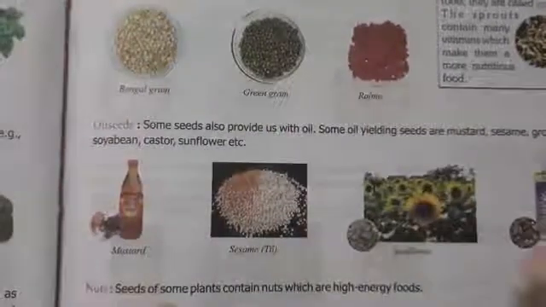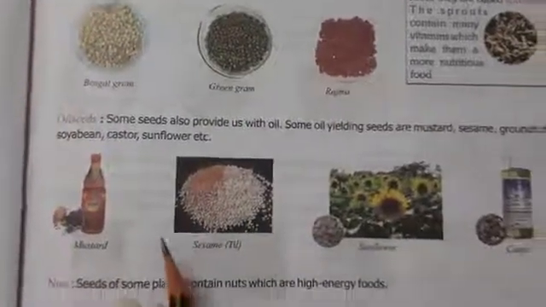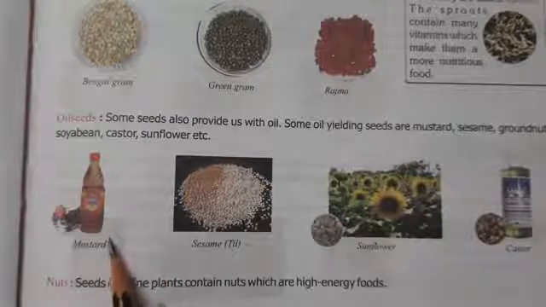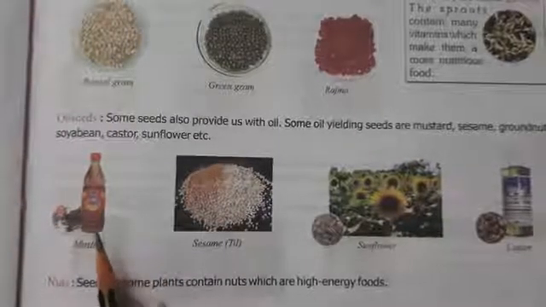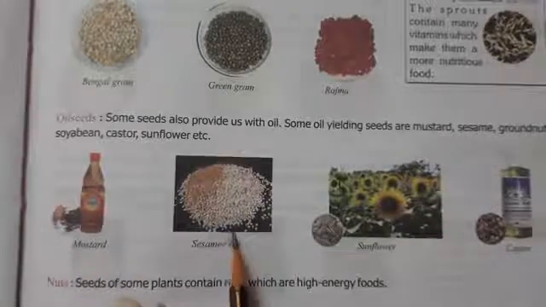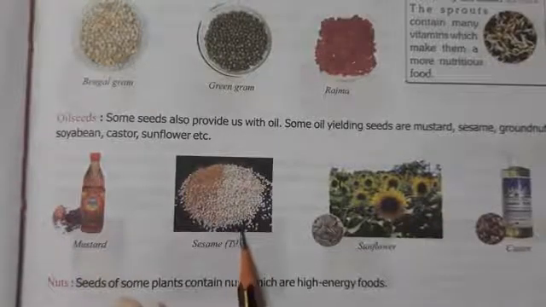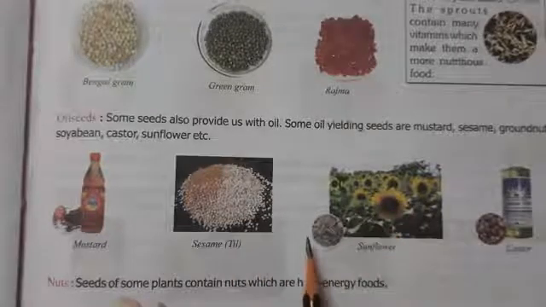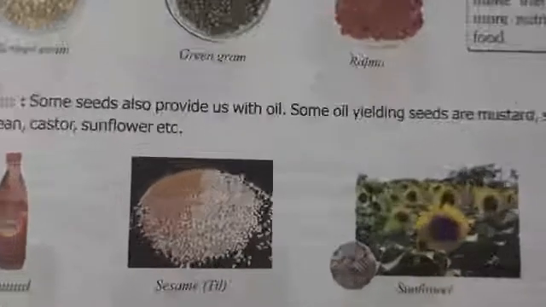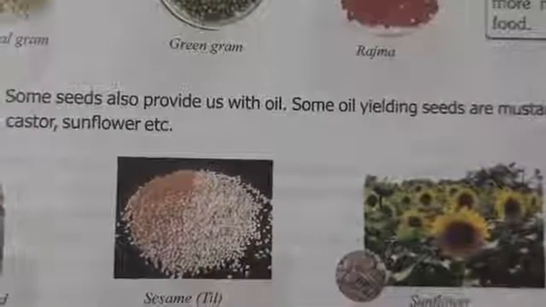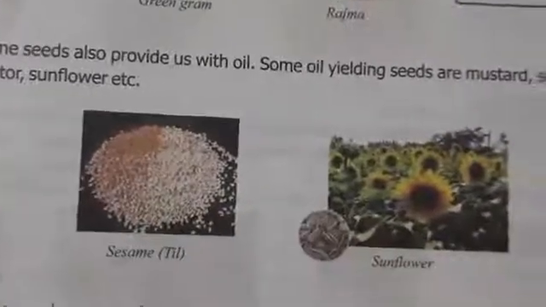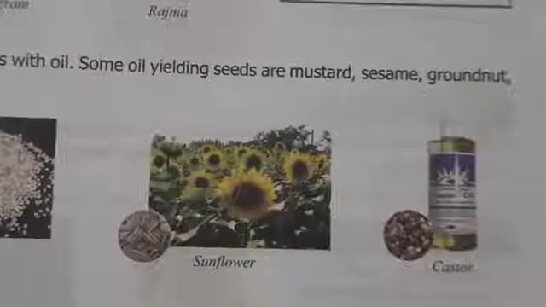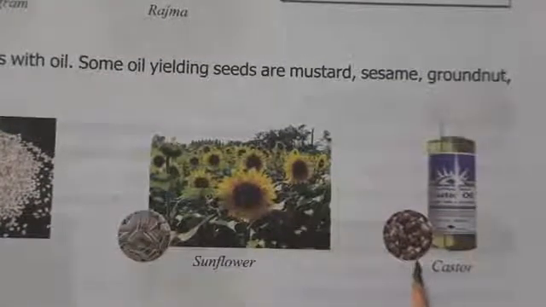Then you have got oil seeds. Oil seeds means the seeds from which we extract oil, like the mustard seeds, we get mustard oil. The sesame seed, this is til. Sesame is til, the sesame oil. From the seeds of the sunflower, see, you can see here in the figure, from these seeds of the sunflower, you extract the sunflower oil. Then you have got castor. This is the castor oil.